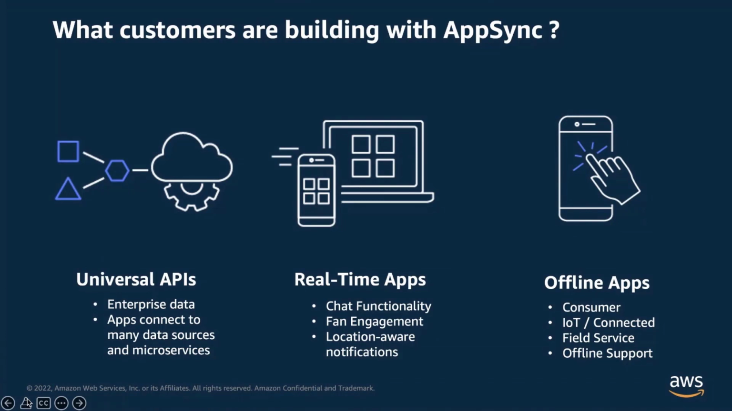AppSync customers are building all sorts of applications: enterprise, mobile, web, IoT apps, accessing GraphQL APIs powered by AppSync to interact with different data sources in an AWS account. Universal APIs are used to consolidate and access data from multiple microservices, offline apps to provide access to synchronize local data when network connections are unreliable, and real-time applications to provide an engaging experience to users who need to access data as it happens. In this session, we'll focus on real-time.